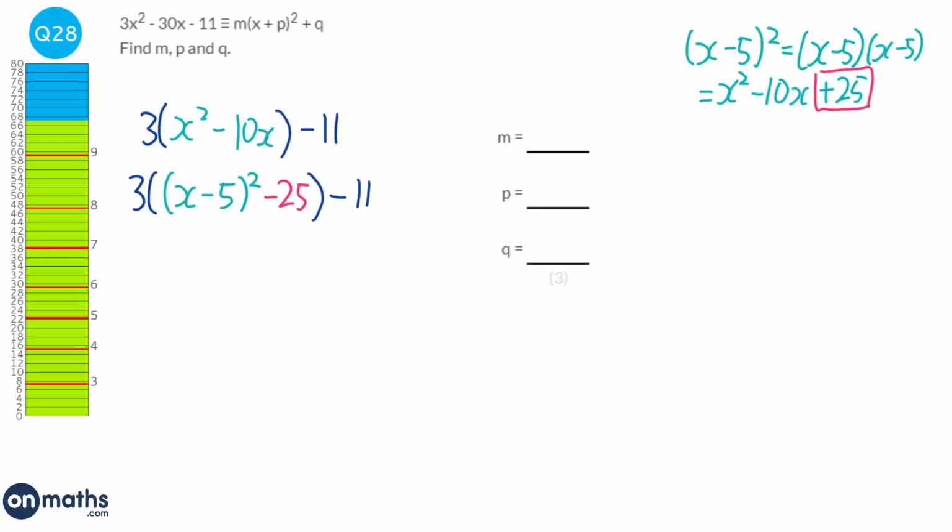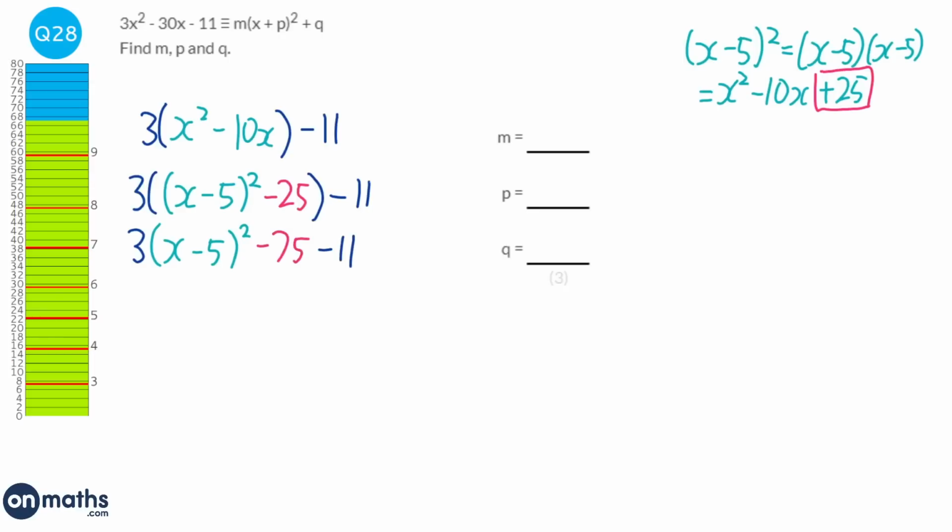Okay, so we need to get that minus 25 outside the brackets. So we're going to expand the brackets slightly. I'm going to leave the 3 on the outside of the x. In fact, let's keep the color scheme going. So we're going to have the (x minus 5) squared bit there. 3 times minus 25, it's minus 75. And then we've got this minus 11 at the end.